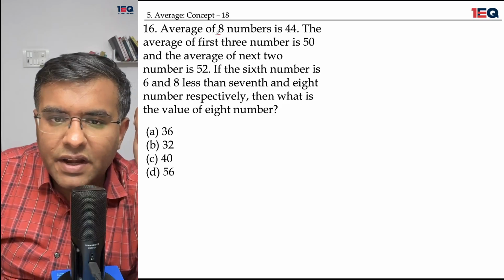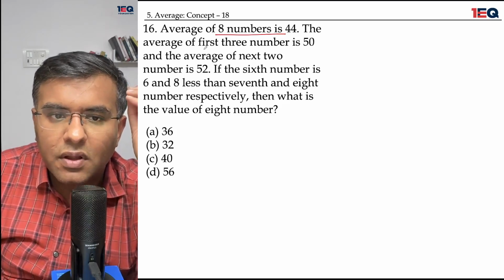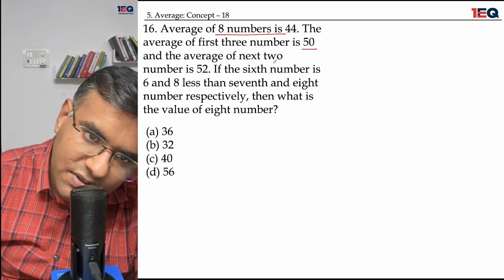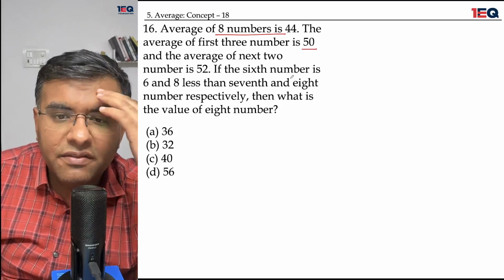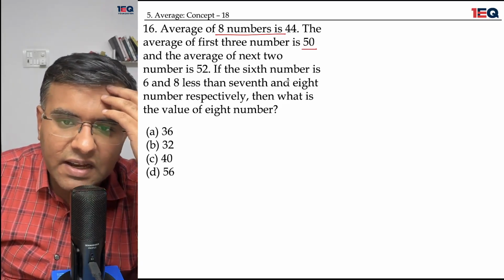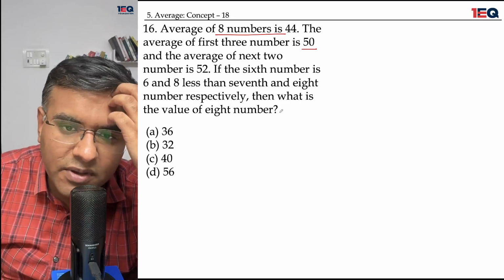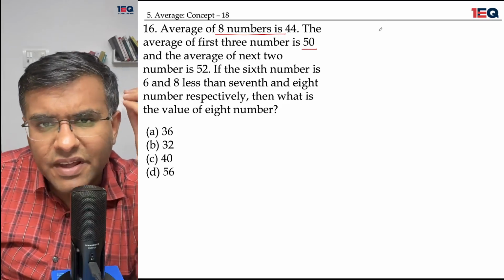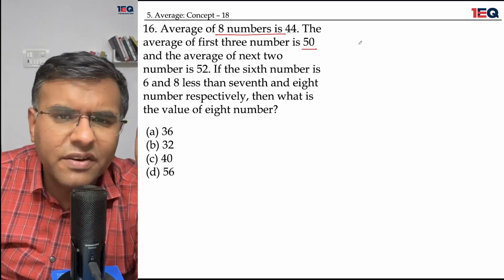The average of 8 numbers is 44. The average of the first 3 numbers is 50. The average of the next 2 numbers is 52. If the sixth number is 6 and 8 less than the seventh and the eighth number respectively, then what is the value of the eighth number? Okay, this is a very interesting question. It comes almost every alternate year.